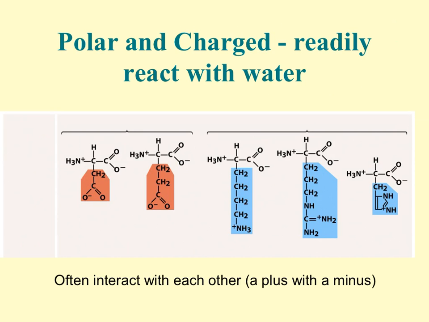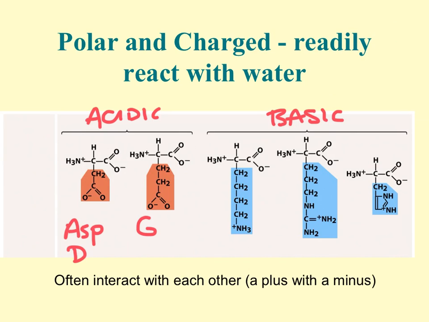The polar charged groups that are acidic and basic are aspartic acid, ASP. A was already taken, so the 1-letter symbol is D, and glutamic acid, GLU. G was taken for glycine, so now you have D and E. And then the basic amino acids are lysine, K, because the L was already used for leucine. This is arginine, R, but it's really ARG, arginine. And this is histidine.